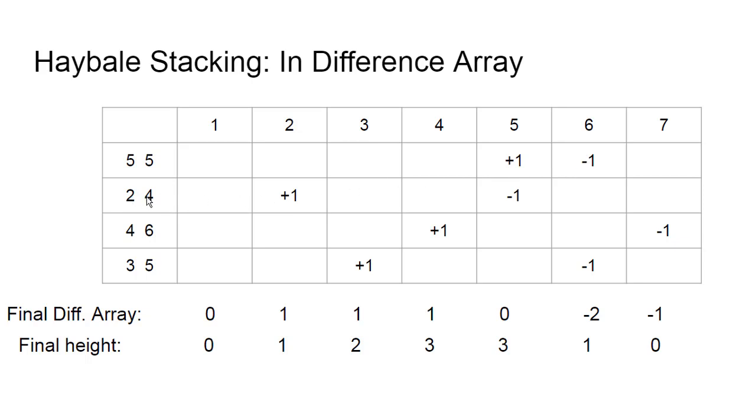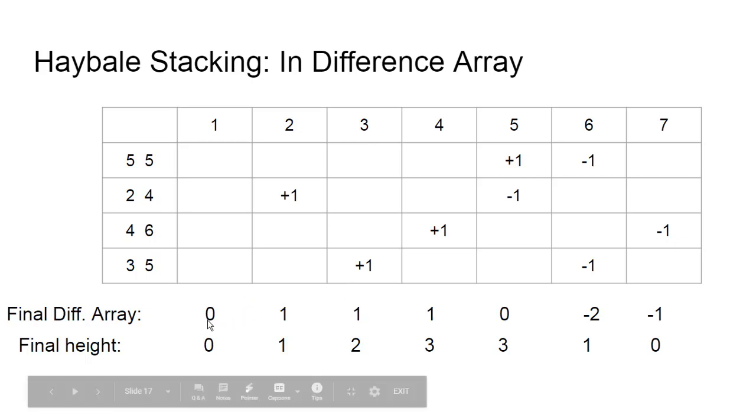The update 2-4 means that in the difference array we need to add 1 at 2, because stack 2 is 1 higher than stack 1. And because the addition stops at 4, we need to add -1 to the difference array at 5. At this point, the difference array state becomes 0, 1, 0, 0, 0, -1, 0, essentially saying that from 2 to 5 we have a 1, and everywhere else we have 0. Similarly, we update for the next operation and the next. At the end, the difference array is in this state: 0, 1, 1, 1, 0, -2, -1.